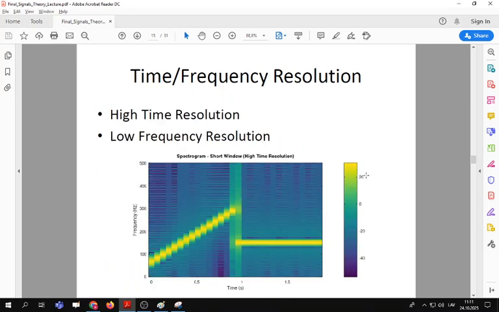So okay, here now we have high time resolution and low frequency resolution, meaning that I am able to track pretty accurately how the frequency changes, of course with some particular discrete step. But the frequency itself is in a range, in an interval. It's not precisely, let's say, 75.3 hertz. It's some approximate range value where it is.